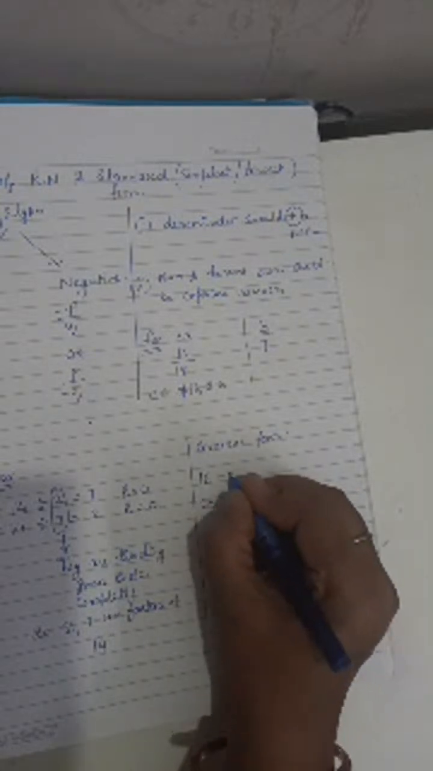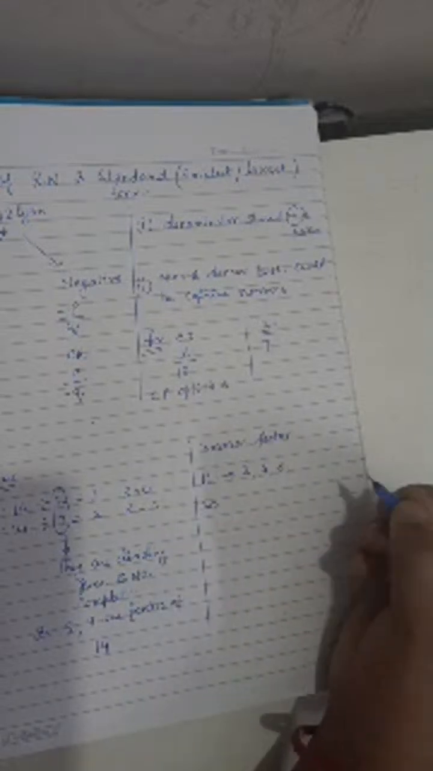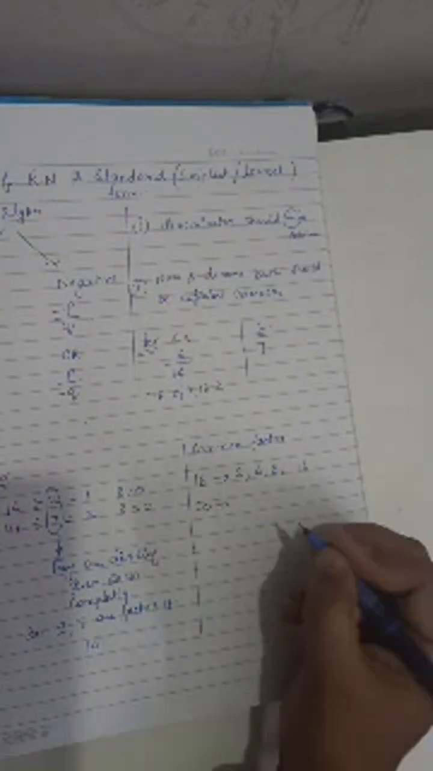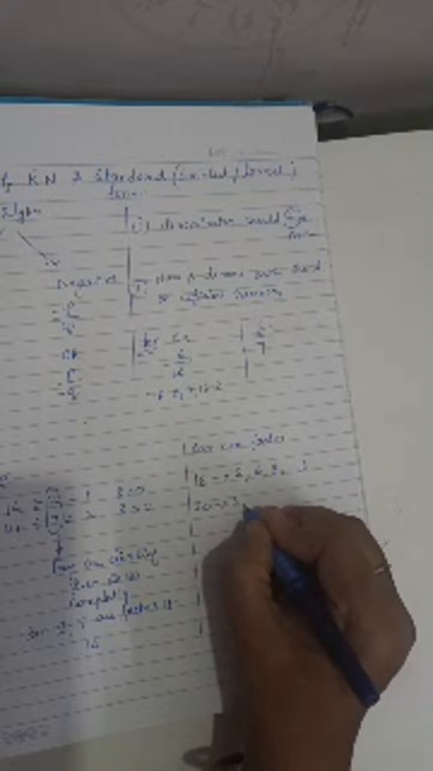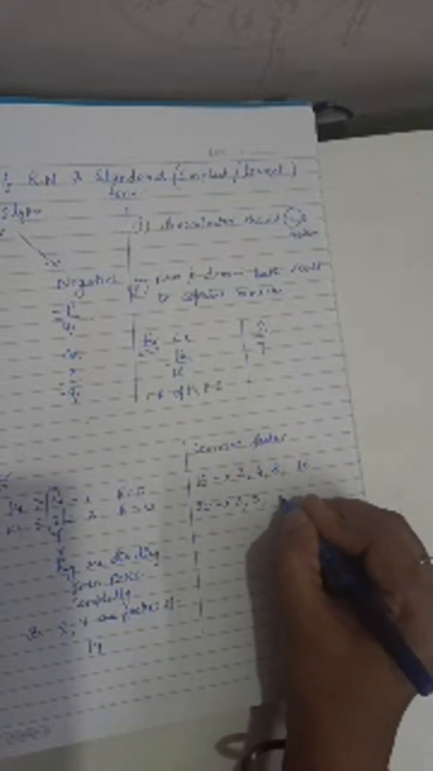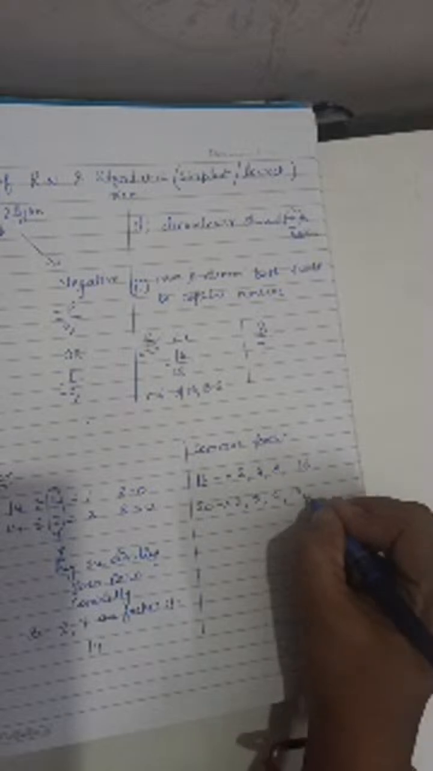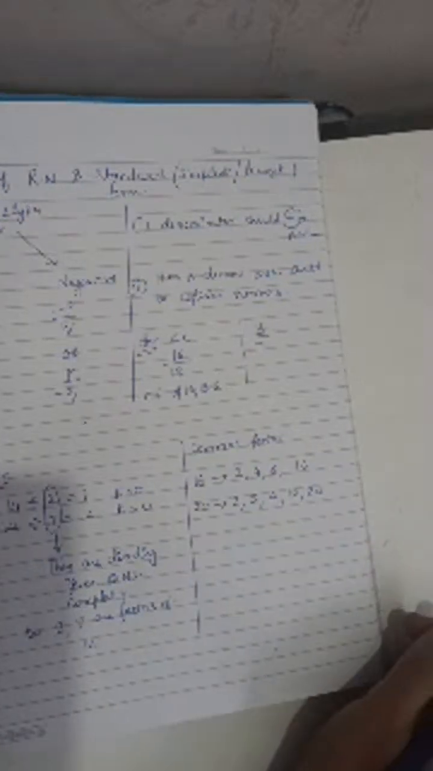Now what is the factor of 16? 2 is the factor, 4 is the factor, 8 is the factor, and 16 itself is a factor. Then if I talk about 20, 2 is the factor, 5 is the factor, and 4 is the factor, and 10 is the factor, and 20 is the factor.